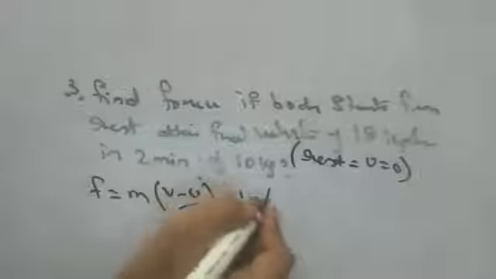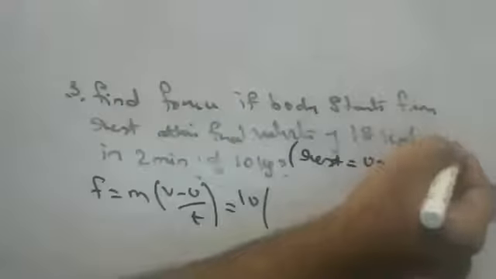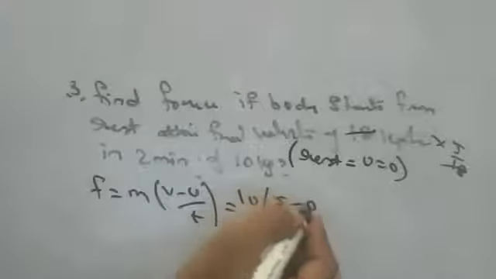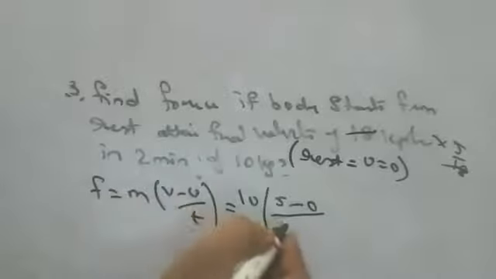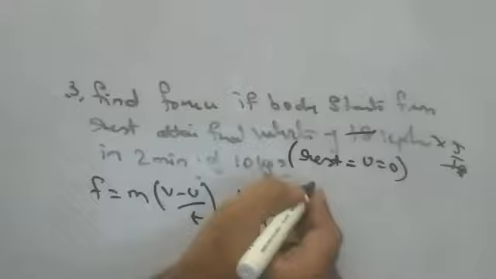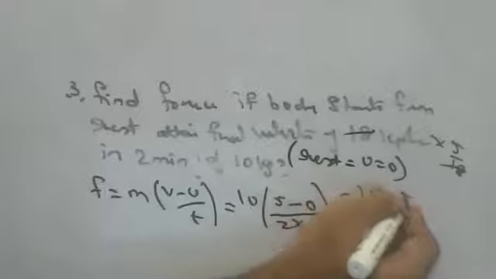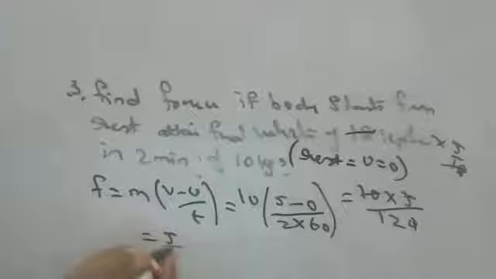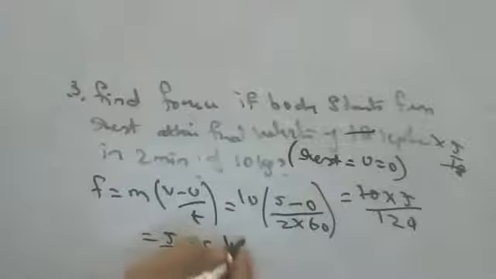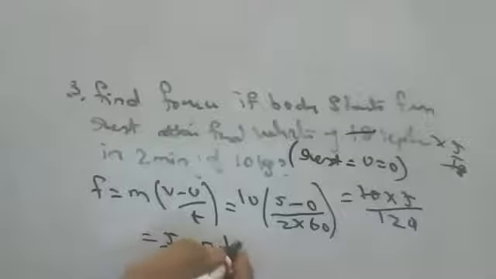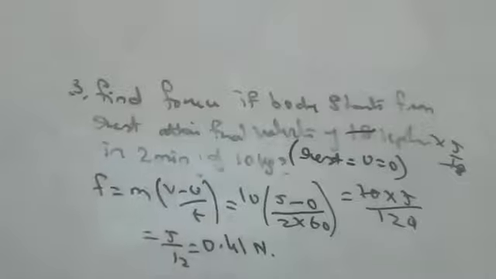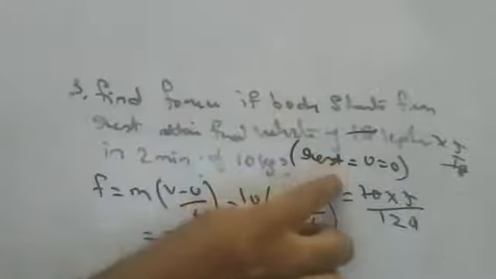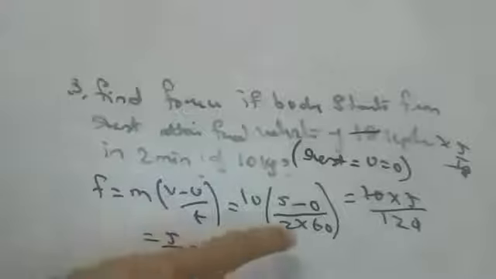Mass they give 10. Final velocity is 18 into 5 by 18. 18, 18 cancel, 5. Initial velocity 0 because starting from rest. 2 minutes means convert into seconds. Compulsory you should convert into seconds. So 10 into 5 by 120. 0, 0 cancel. So 5 by 12, that is 0.41 Newton approximately. Always rest means 0 initial velocity. And don't forget time you should convert into seconds.